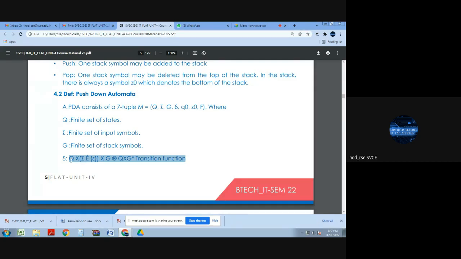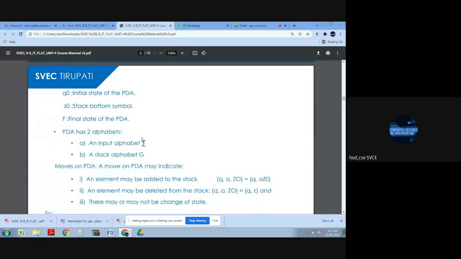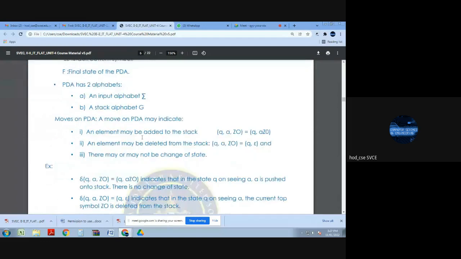Whereas in finite automatas, we'll have only 3 symbols. Q into sigma tends to Q. So we'll have only 3 tuples. So that is the difference between pushdown automata and finite automata. Okay.